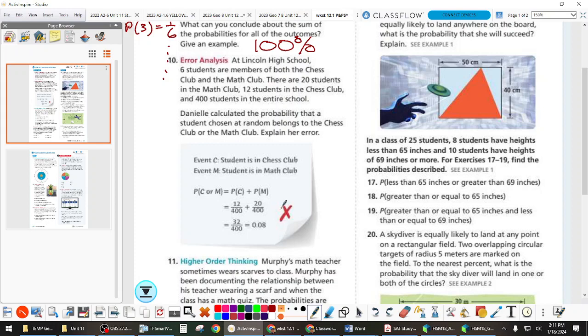Awesome. She really did need to, I'm going to scribble that out, she really did need to subtract the 6 out of 400 that are in both. So basically she double counted those 6 students, right? Threw off the probability just a little bit. Awesome. Good job. Okay, next one was 16, I think.